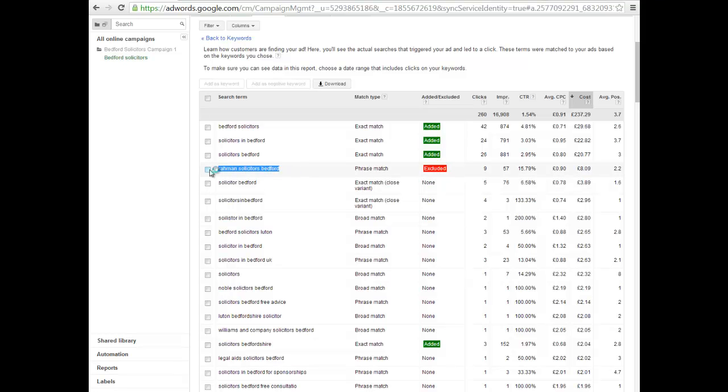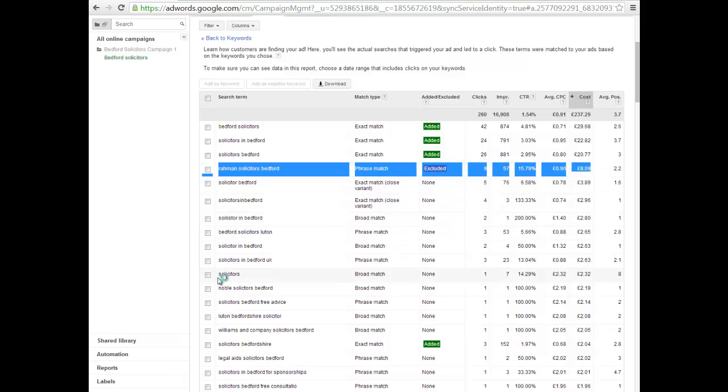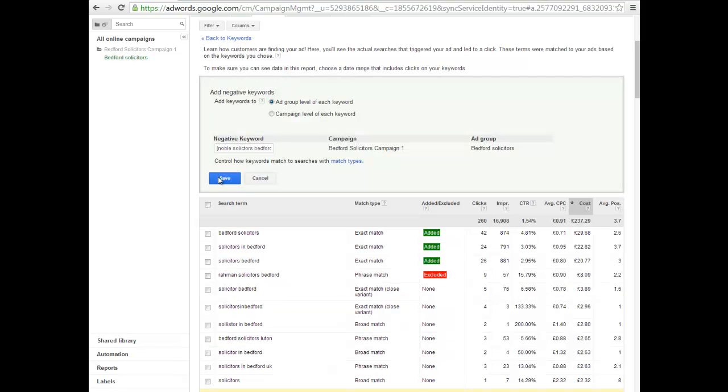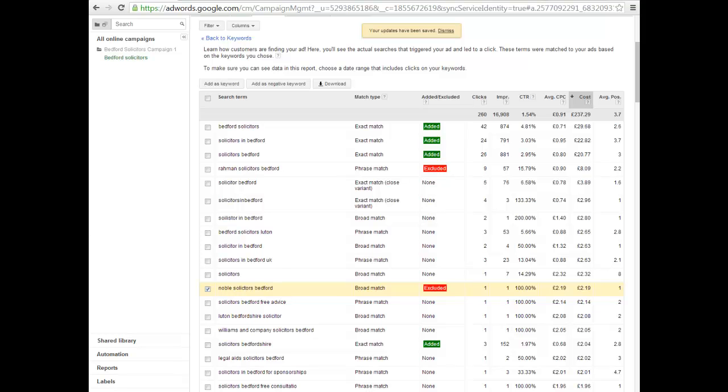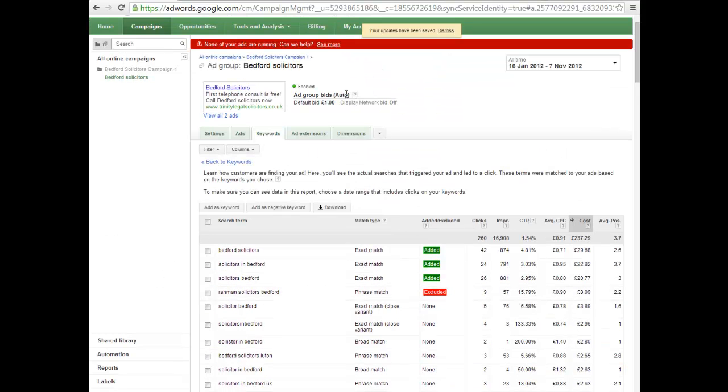Bedford, I've just excluded that for you, because you spent £8 on that search term, which is obviously for a different firm, so there's no point in you appearing for that. That's not going to help you, but it's cost you money. So to get rid of keywords that aren't what you're looking for, you can, for instance, Noble Solicitors Bedford, you select it and put add as a negative keyword, and then it stops your ad showing whenever someone's looking for that specific firm of solicitors.